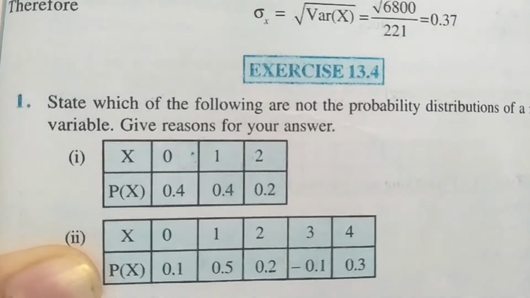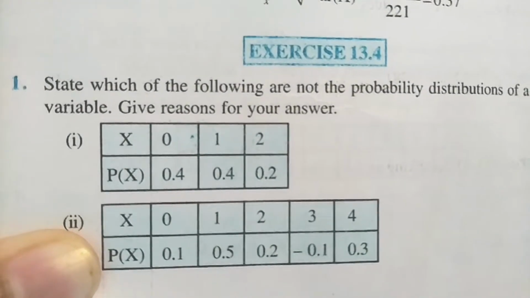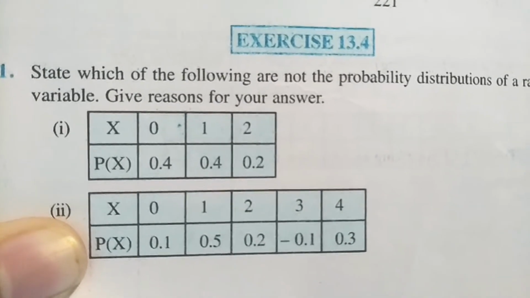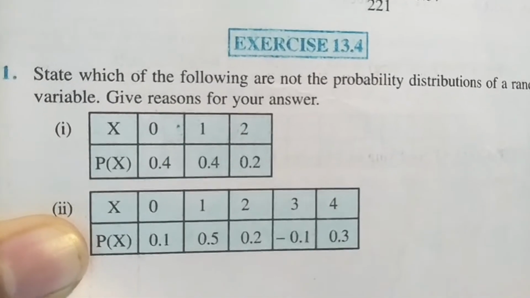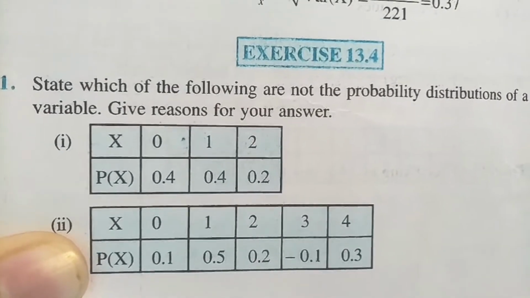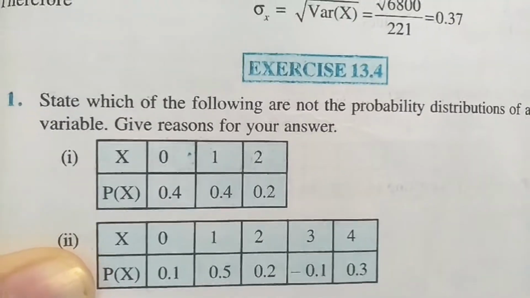Now the second one. In the second table, we can see one negative 0.1 there, right? Negative 0.1, that means one probability is less than 0. Therefore, the given table is not a probability distribution.